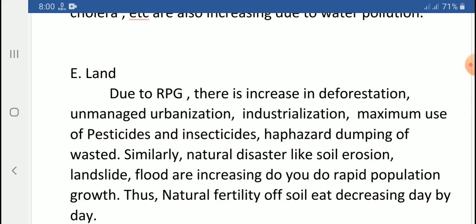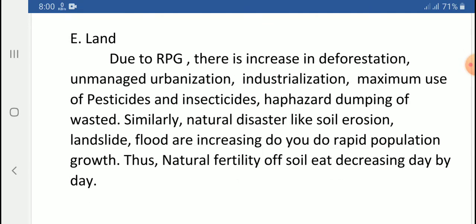Yes, due to rapid population growth, there is increasing deforestation, unmanaged urbanization, industrialization, maximum use of pesticides and insecticides, haphazard dumping of waste. Similarly, natural disasters like soil erosion, landslide, flood are also increasing. So that has been creating a lot of problems. Yes, natural fertility of soil is also decreasing day by day.